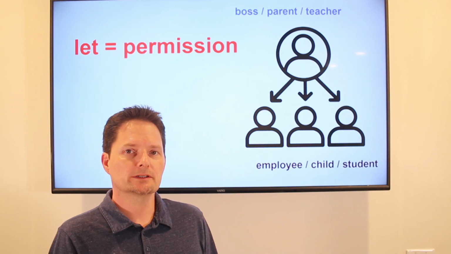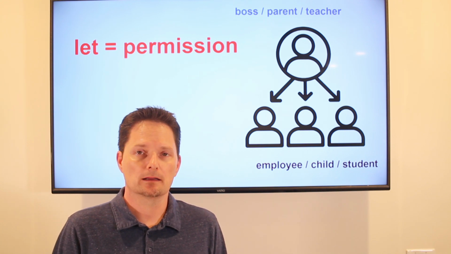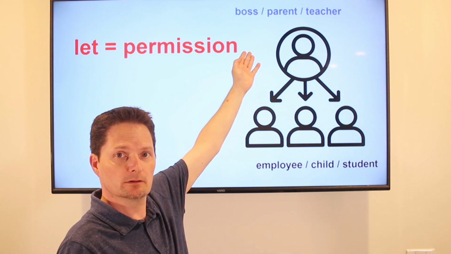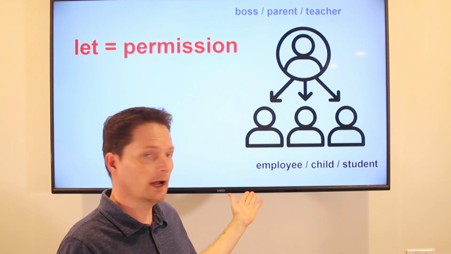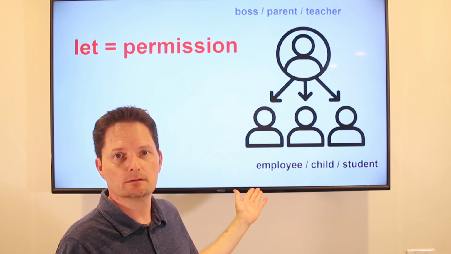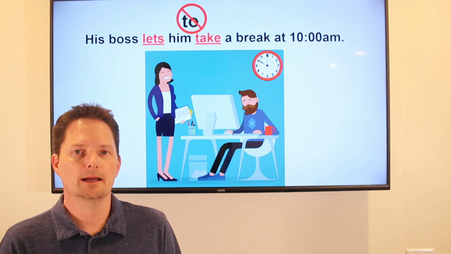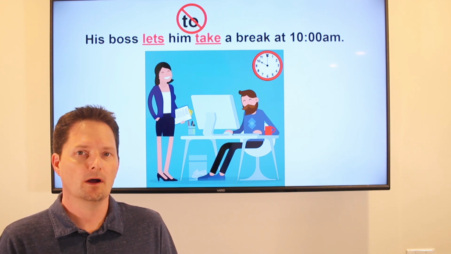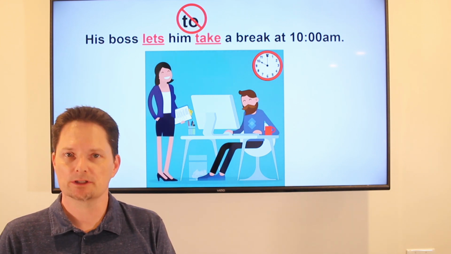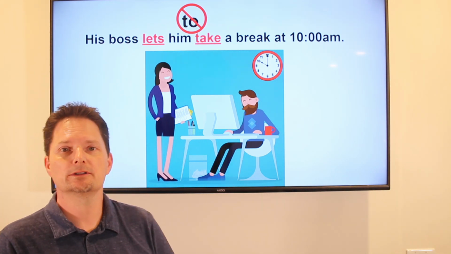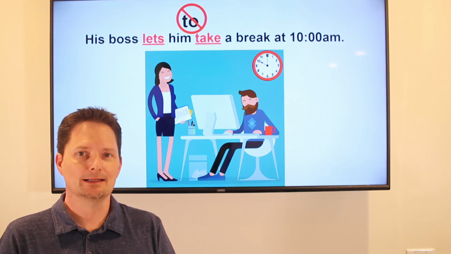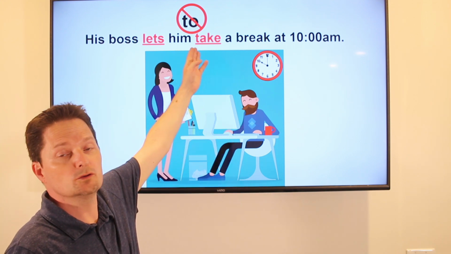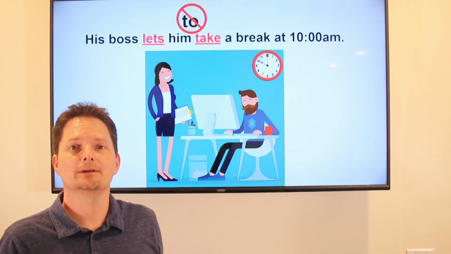Very good. Another example of a causative verb is let. Let expresses permission. It comes from a boss, a parent, or a teacher. They give permission to an employee, a child, or a student. Use the action let. Example: his boss lets him take a break at 10 a.m. The boss gives permission for him to take a break. So, his boss lets him take a break at 10 a.m. And remember, no "to take", no "to", only the verb take.